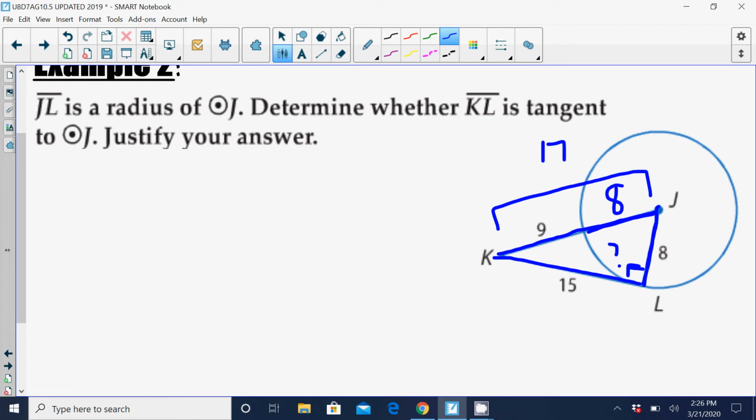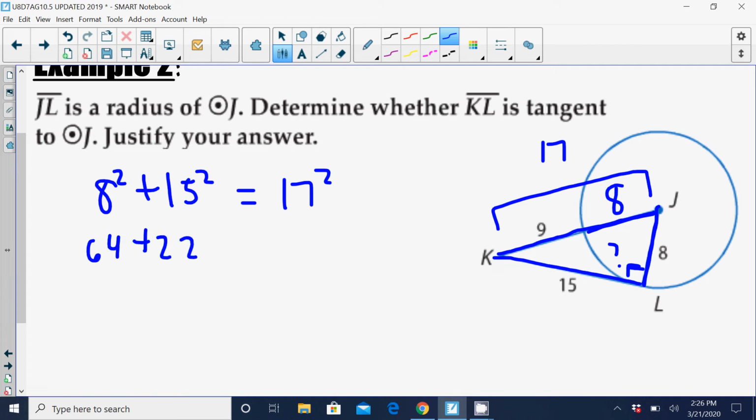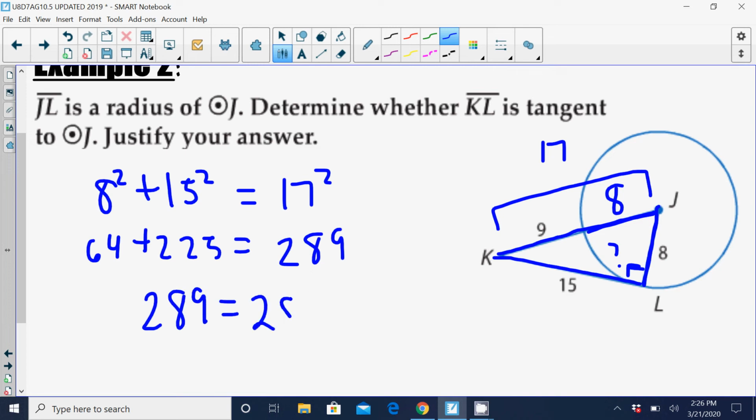Okay, so I'm testing Pythagorean theorem. I'm going to say 8 squared plus 15 squared, does it equal 17 squared? That's our question. 8 squared will give us 64, 15 squared will give us 225, and 17 squared, I believe, is 289. Yep, so 289. So here I say 289 is equal to 289.